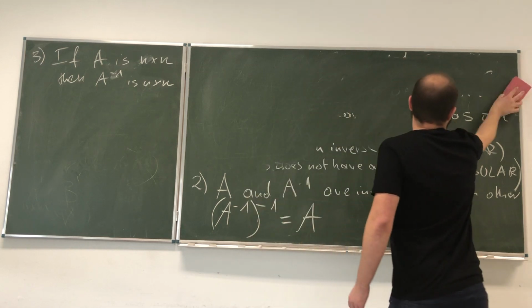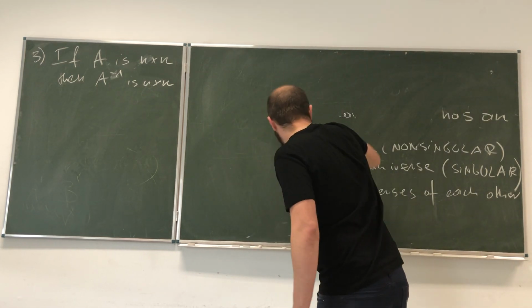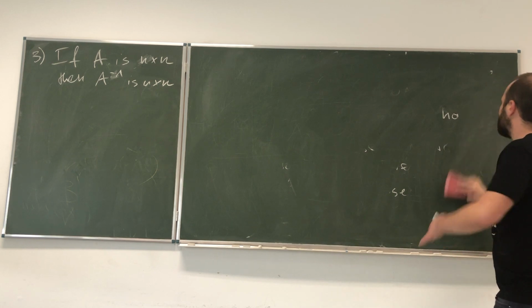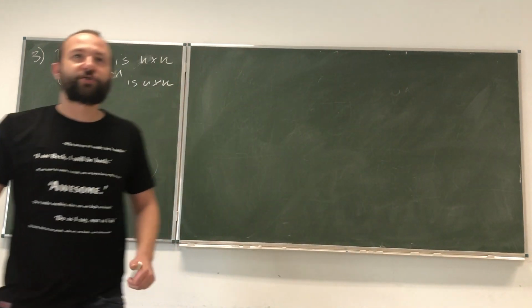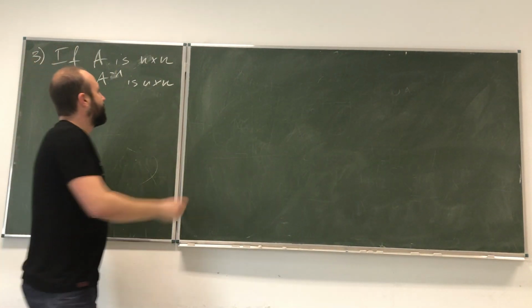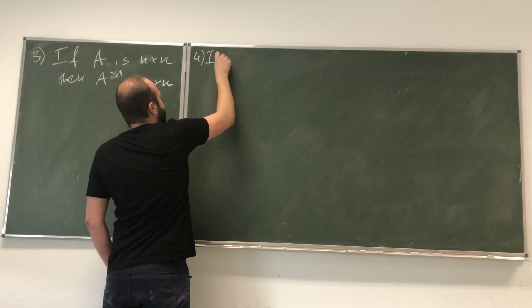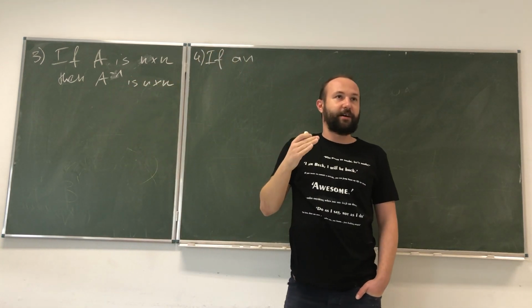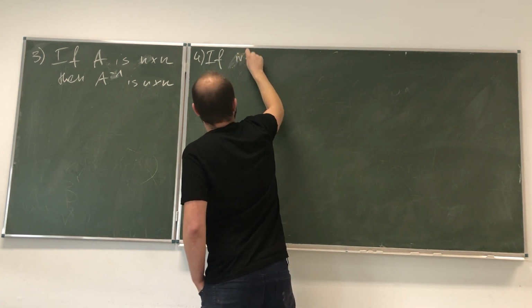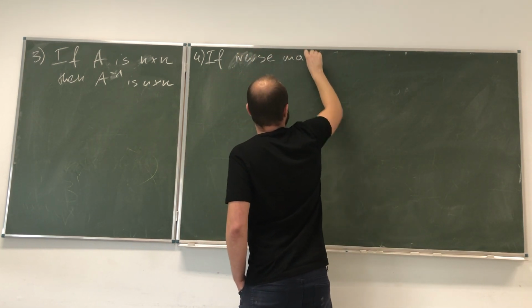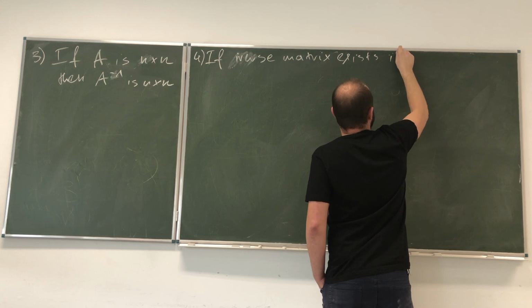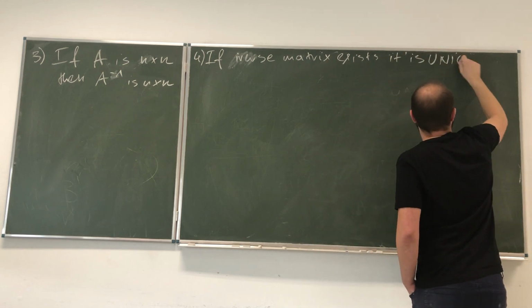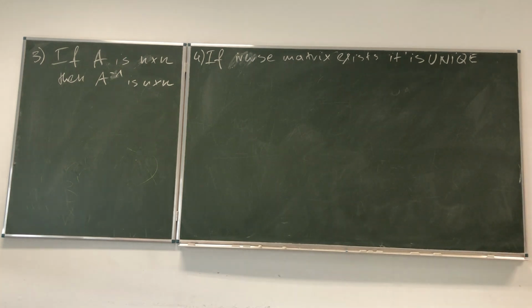Then there's another property that we can also deduce from everything we said thus far, but let's concentrate on this a little bit. So, if inverse matrix exists, it is unique. What does it mean unique? Well, it means that there is just one.